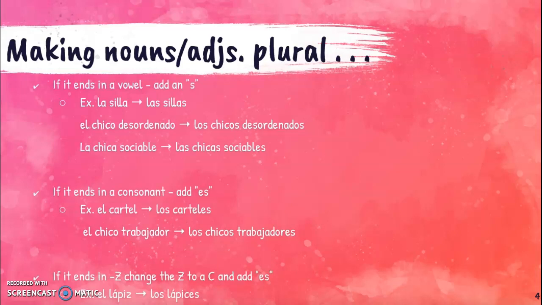So R is a consonant, therefore we need to add ES to the end. So trabajadores. So el chico trabajador changes to los chicos trabajadores.